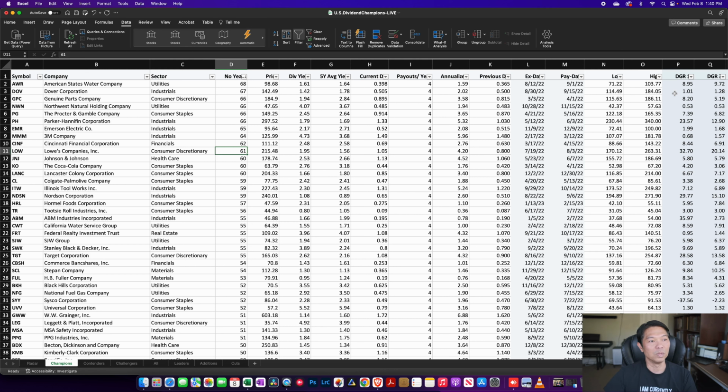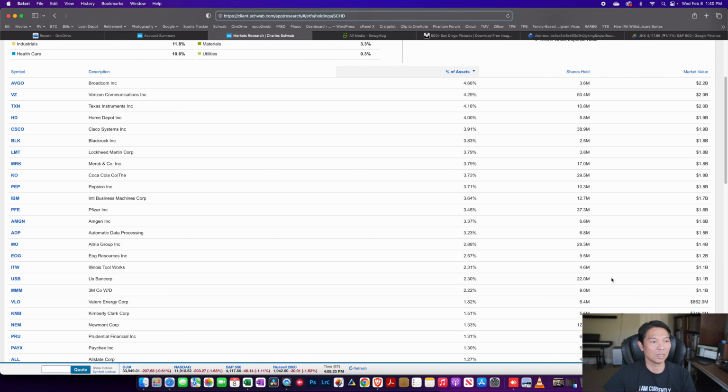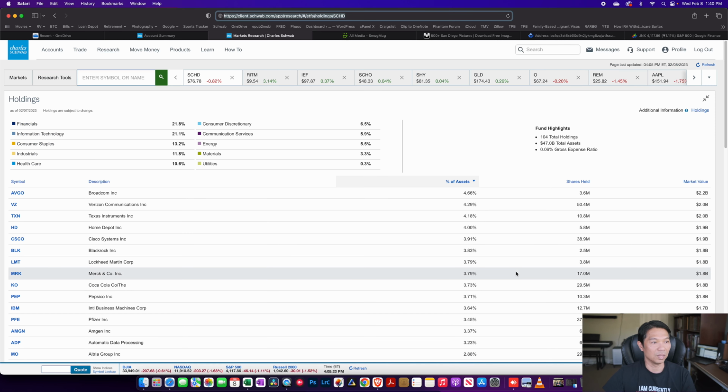So that was one of my screenings for picking a bunch of dividend stocks to test against my simple allocation. The other was to look at a very popular dividend ETF. So this is the Schwab high yield dividend ETF.